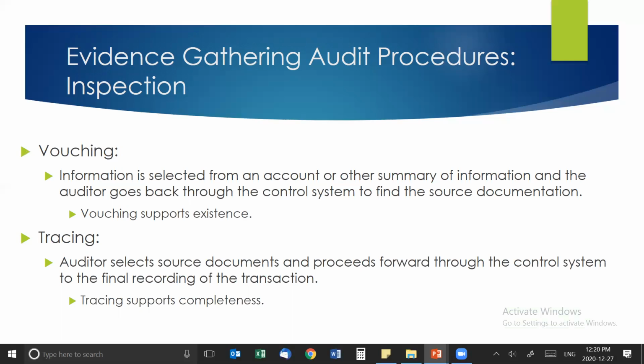Or the other way around is called tracing. So when you're tracing, you're starting from the document. So you're going to pick out an invoice, and then you're going to look at the invoice, see if revenue should be recorded by looking at the date and looking at the shipping documents to see if it's been shipped. And then you're going to look at the general ledger and make sure that it has been recorded. So tracing supports completeness.